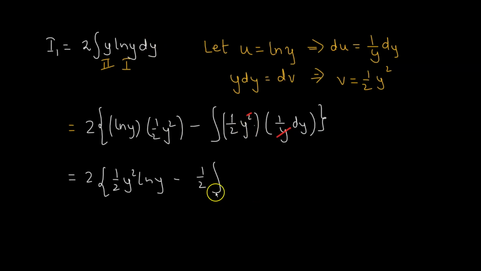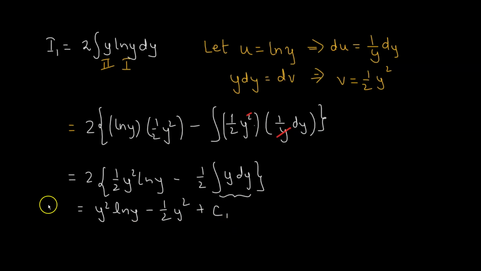So that gives us y dy. If we multiply throughout by 2, that will be y squared natural log of y minus 2 times half, that will be 1. But we have integration of y dy, so that will be half y squared plus some constant of integration. Let's call it c1. So this is integral I1.